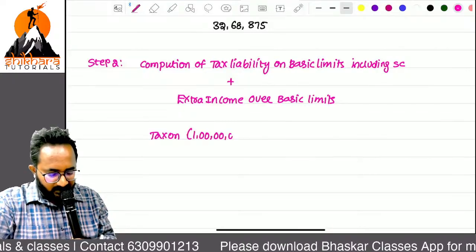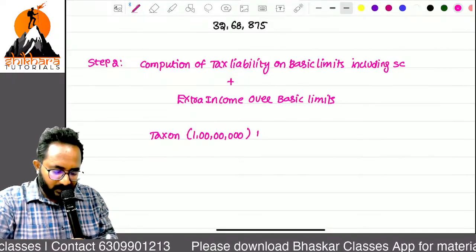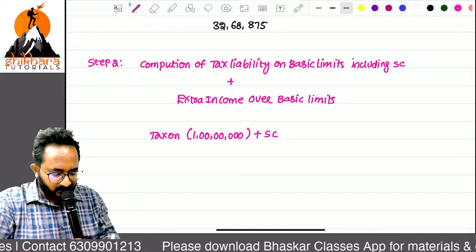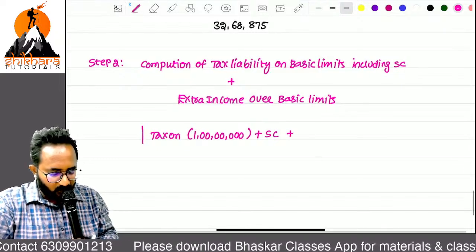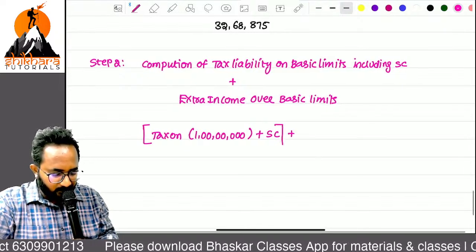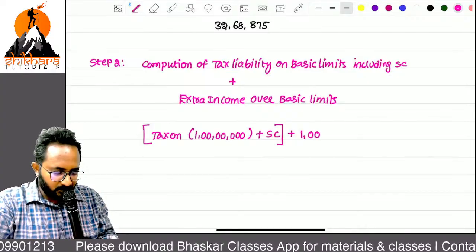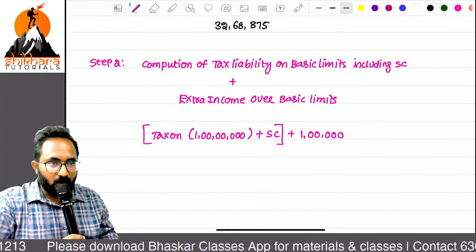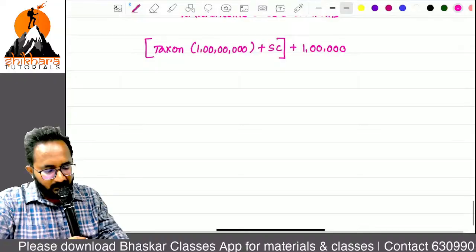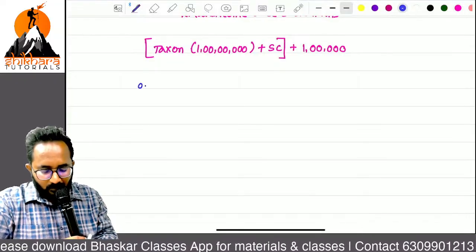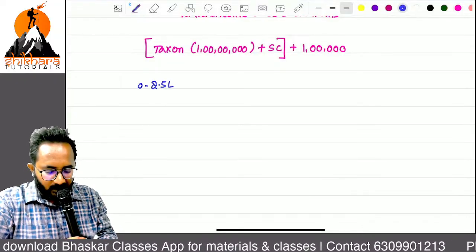The nearest basic limit is how much? 1 crore. Plus for this you have to add surcharge. And one more thing we have to add: excess income over the basic limit. How much? 1 lakh. So now we can compute the tax on 1 crore. 0 to 2.5 lakh nil.